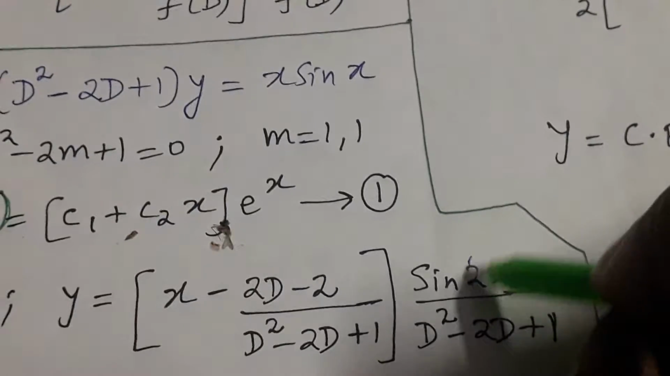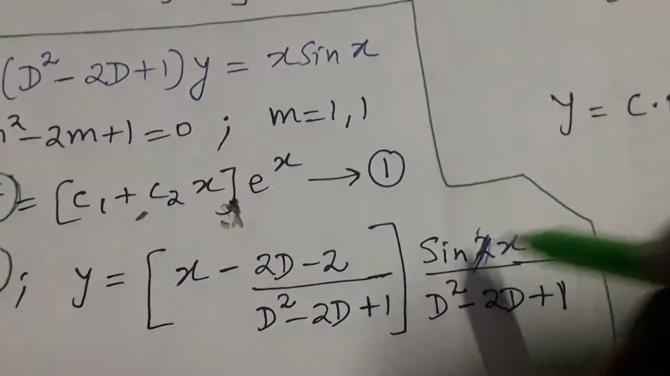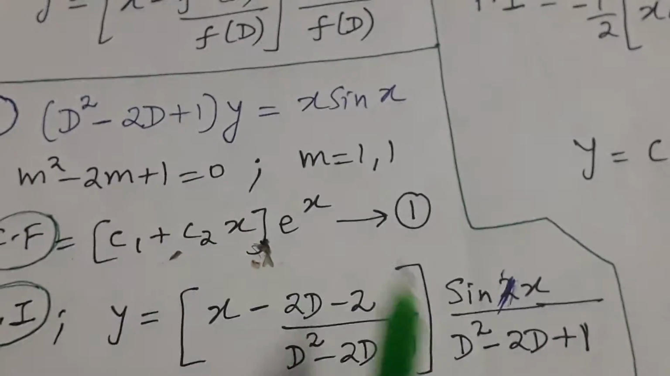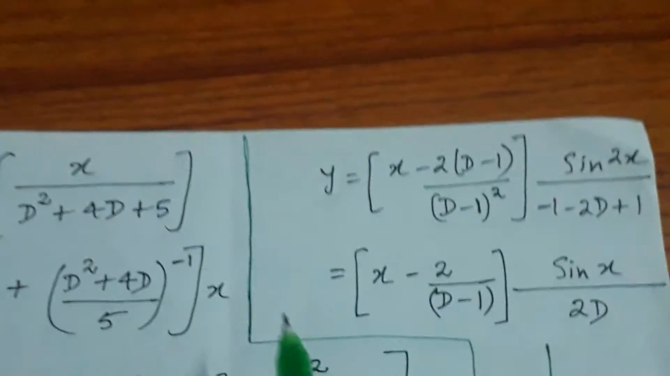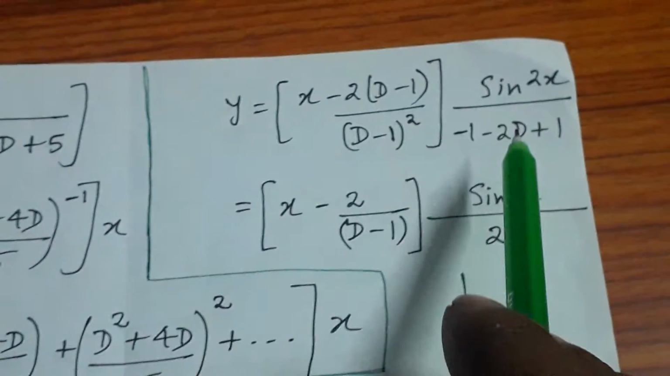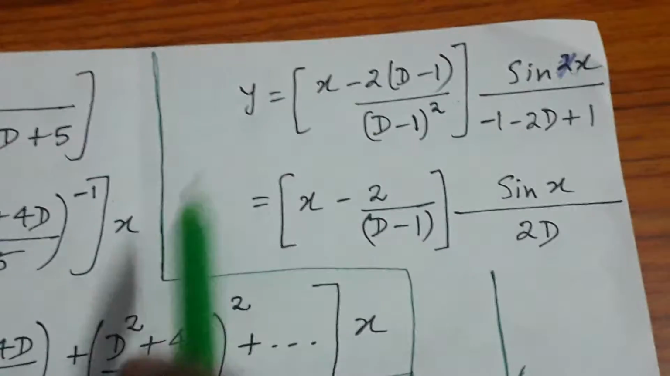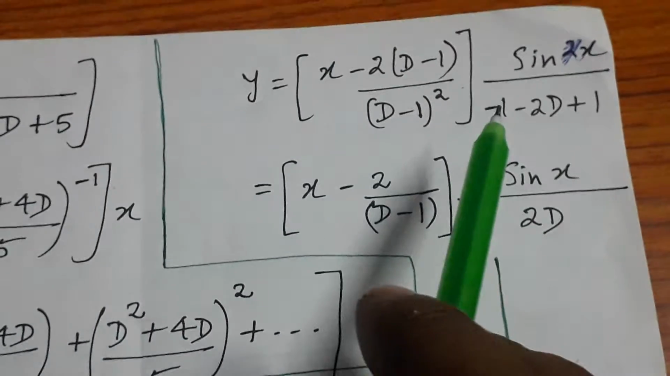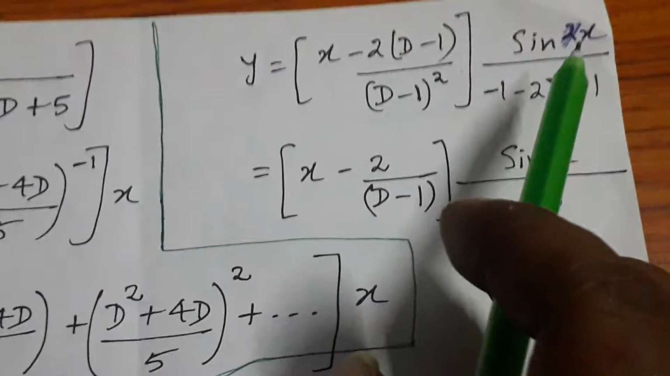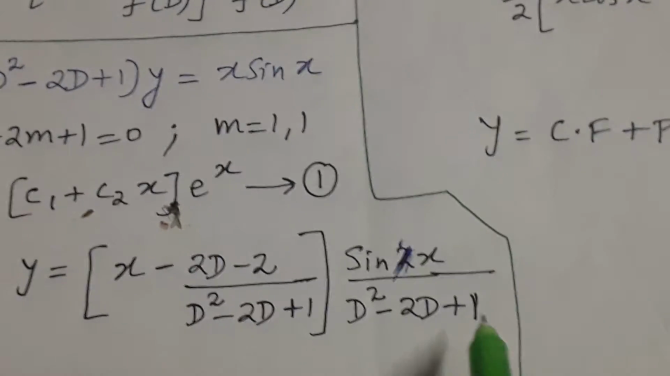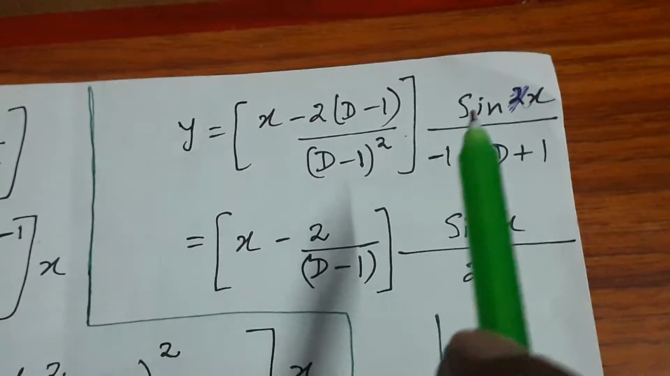Sin x by again f of D, D square minus 2D plus 1. Now how to do it? Instead of D square put minus a square. A square is 1, so D square will be equal to minus 1. Minus 1 plus 1 minus 2D. Minus 1 plus 1 is 0.